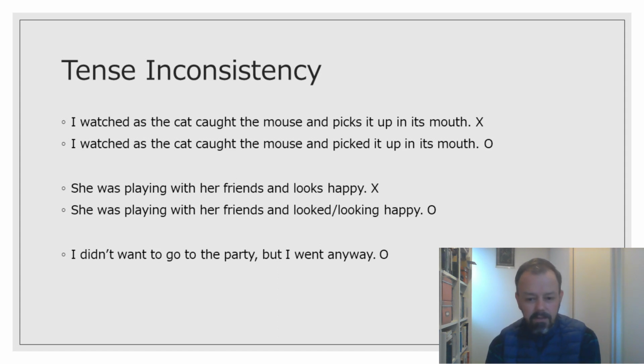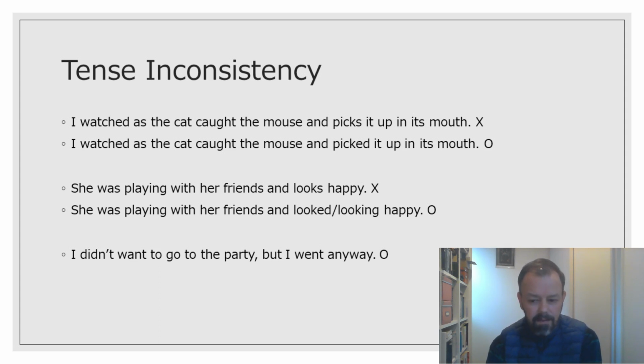Now you might think it should be and was looking happy, which is possible, but this is where we start to see some problems, because actually she was playing with her friends and looking happy. We can use the was from playing to also affect looking. We don't really need to repeat the be verb here, but actually looked happy is also possible in the simple past tense. So already we're starting to see cracks in keeping a consistent tense here.